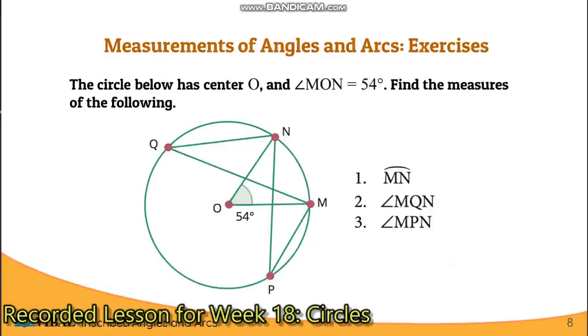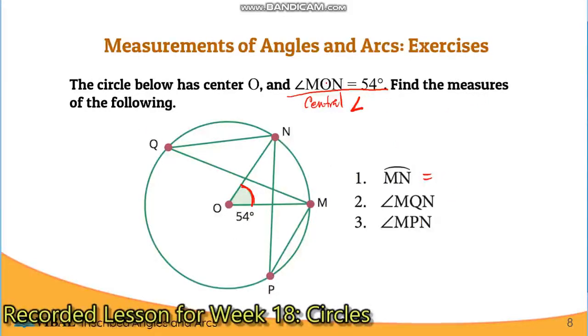Let's have one more. The circle below has center O, so we also have a central angle. Angle MON is your central angle, 54 degrees. And we know that the vertex of the central angle lies on the center of the circle. Find the measures of the following.